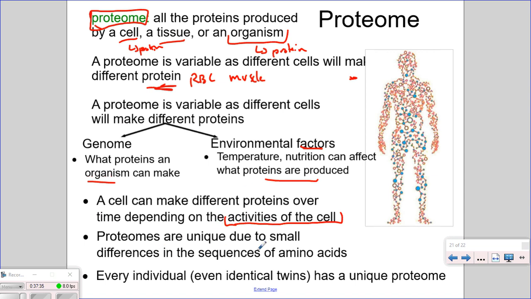And then proteomes are unique due to small differences in the sequence of amino acids. So my proteome would be different from another person's proteome because there would be small differences in the sequences of amino acids that I make compared to another person. Even though those proteins would be the same, they would function the same, there'd be these small little differences that ultimately would not affect function, but would make the proteome unique to each individual person. So every individual, even identical twins, has a unique proteome as a result.